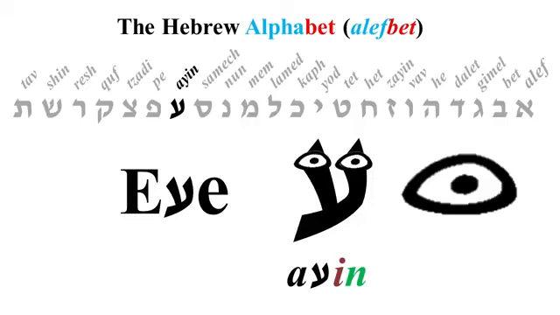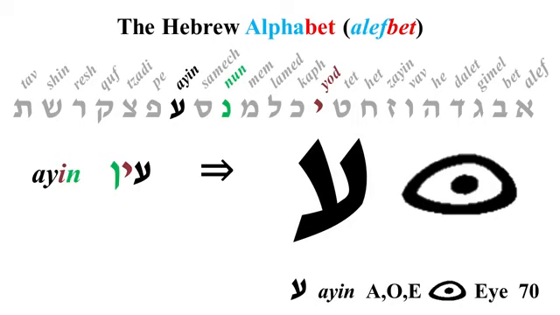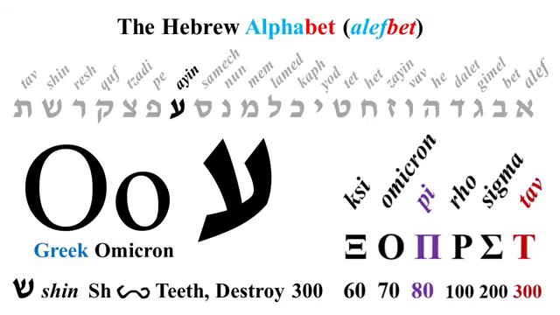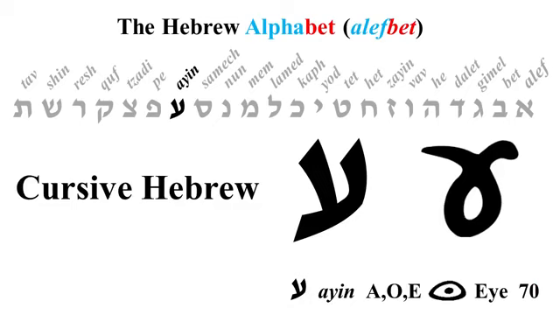Okay, the ayin is a letter. Ayin is also a word. It means various things. One of them, it means I, as we just said. There are 11,244 ayins in the Torah, okay? And the Greek equivalent is the Omicron.